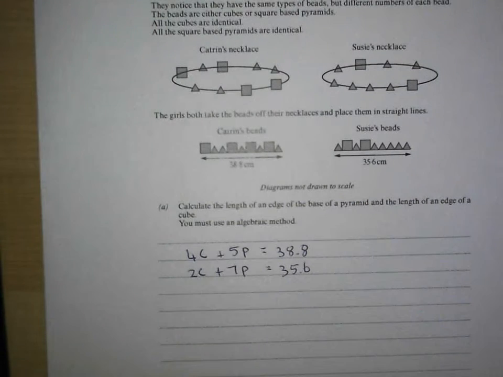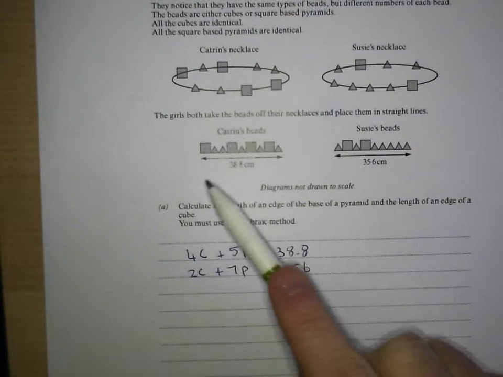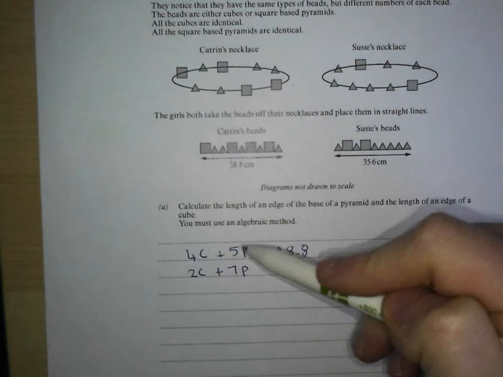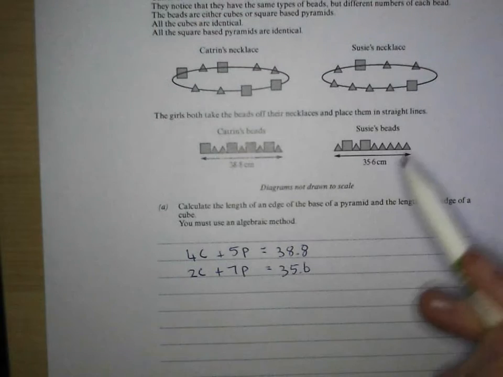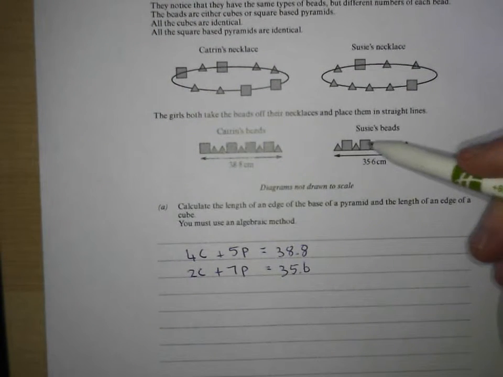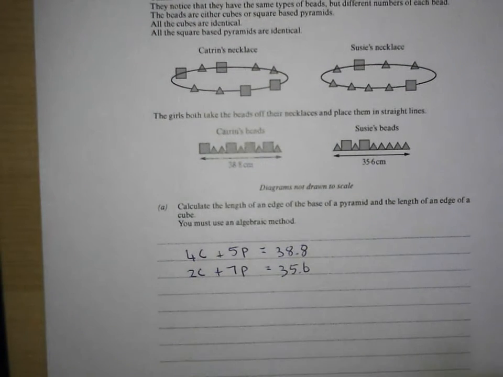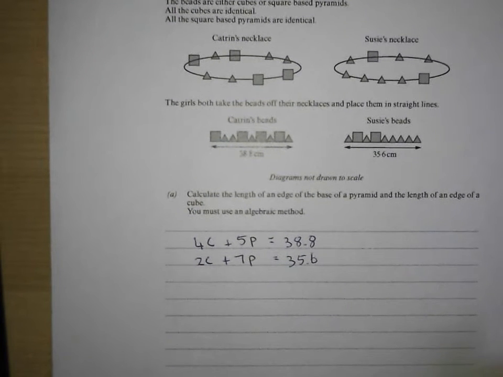Now I'm just going to double check that I have added these up right, because if I mess this up, it's all going to go wrong. So there should be 9 things in Catherine's. 1, 2, 3, 4, 5, 6, 7, 8, 9. Nice. Susie should have 9. 1, 2, 3, 4, 5, 6, 7, 8, 9. Good. Okay, so classic simultaneous equations.